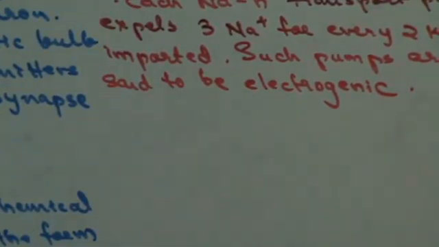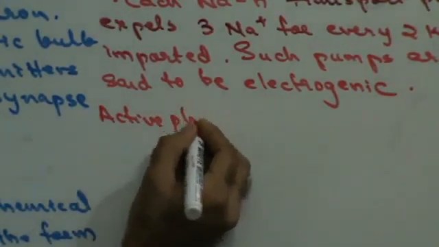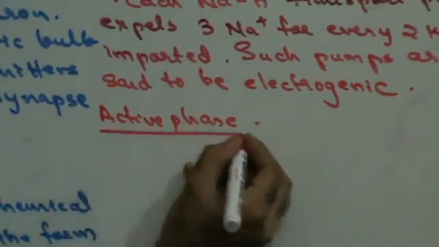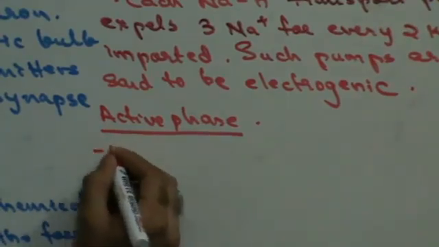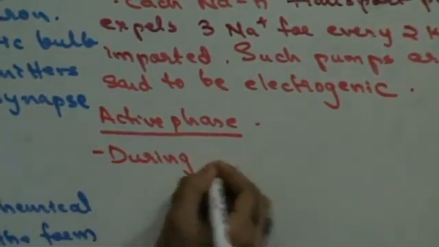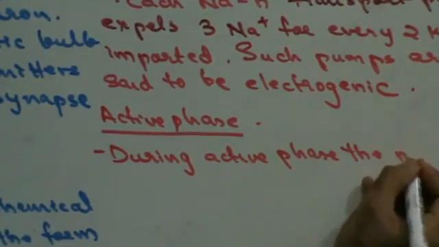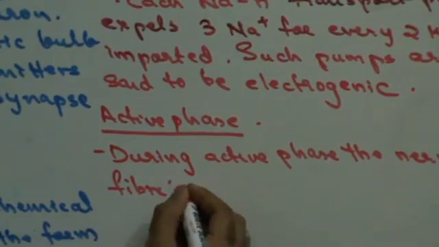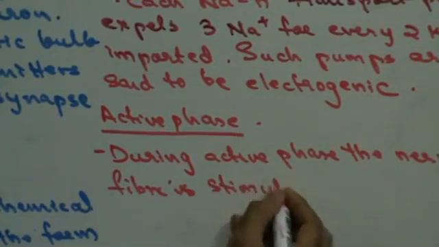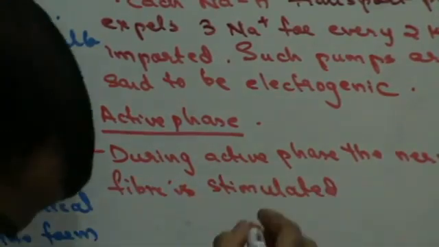Now let's see what happens during the active phase. Active phase is when a stimulus is given to the nerve fiber. During active phase, the nerve fiber is stimulated with threshold stimulus.